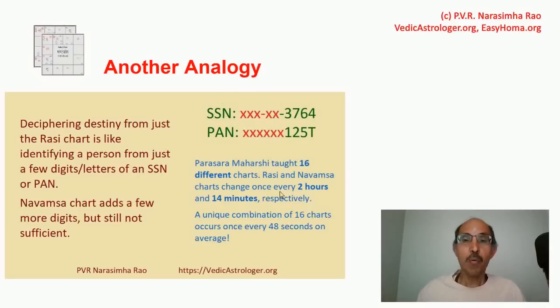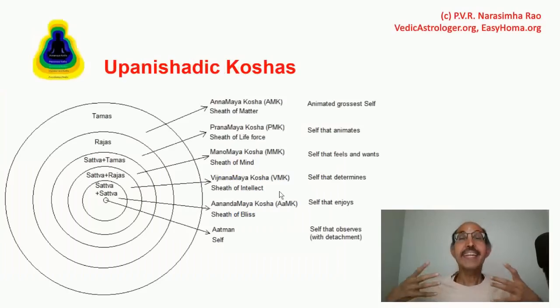So before going through what each of those charts talk about and how they are combined, I want to give a philosophical basis. Our Upanishads describe panchakoshas, five sheaths that we are made of. At the grossest level, at the level of tamas, we have the sheath of matter or annamaya kosha. It is basically the animated grossest self.